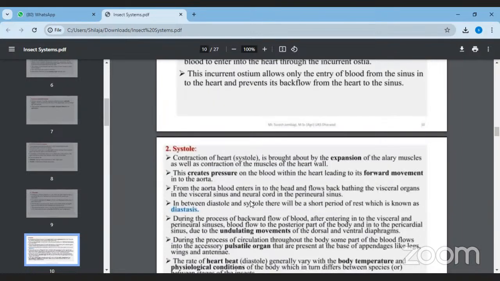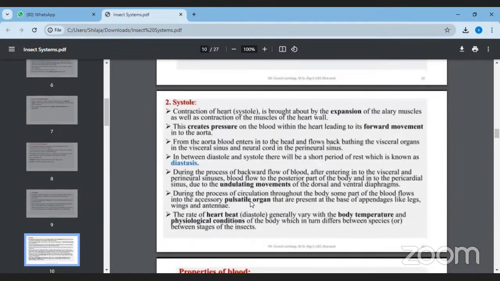In diastole, these are the events which are occurring in the particular system. So coming to the systole.